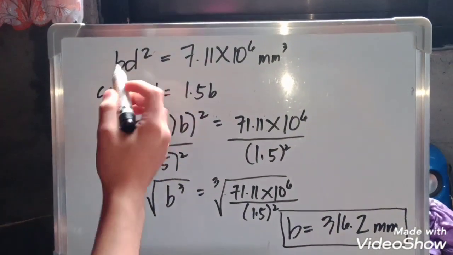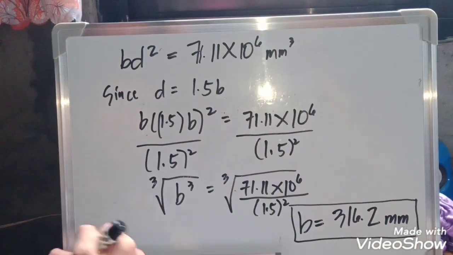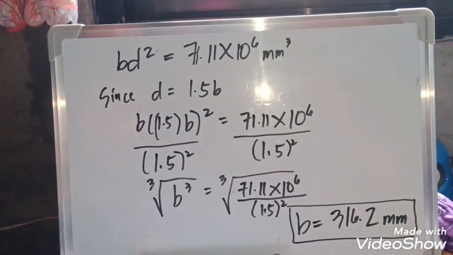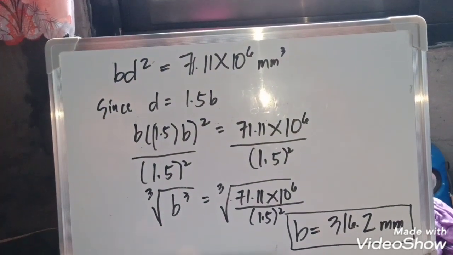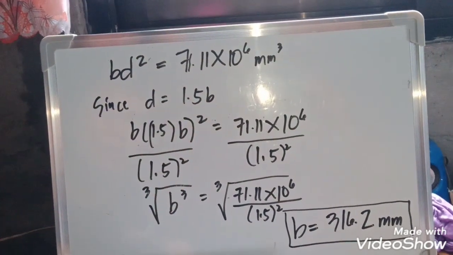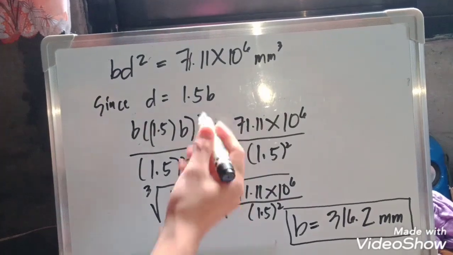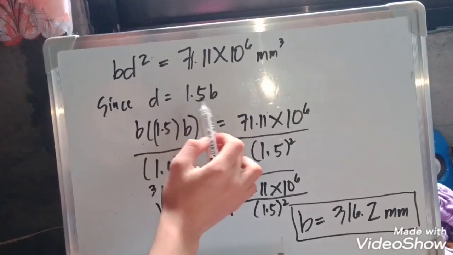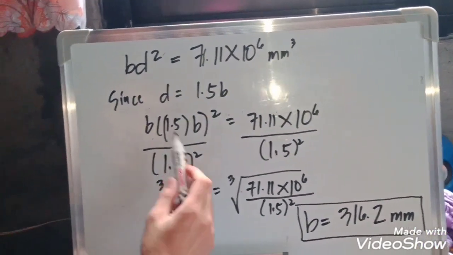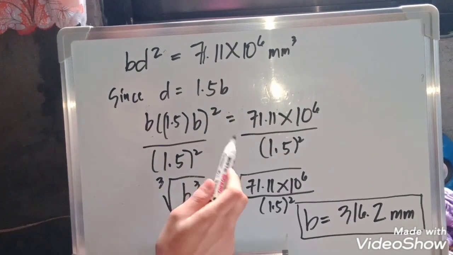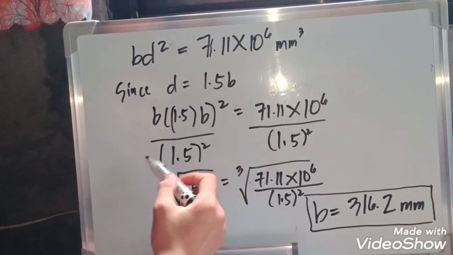We already get bd squared equal to 71.11 times 10 to the power of 6 cubic millimeter. Since we only have to find the b, which is the width of the beam, we have to substitute the assumed given d, which is equal to 1.5b. So we substitute this 1.5b into this d squared, resulting in b times (1.5b) to the power of 2 equal to 71.11 times 10 to the power of 6.